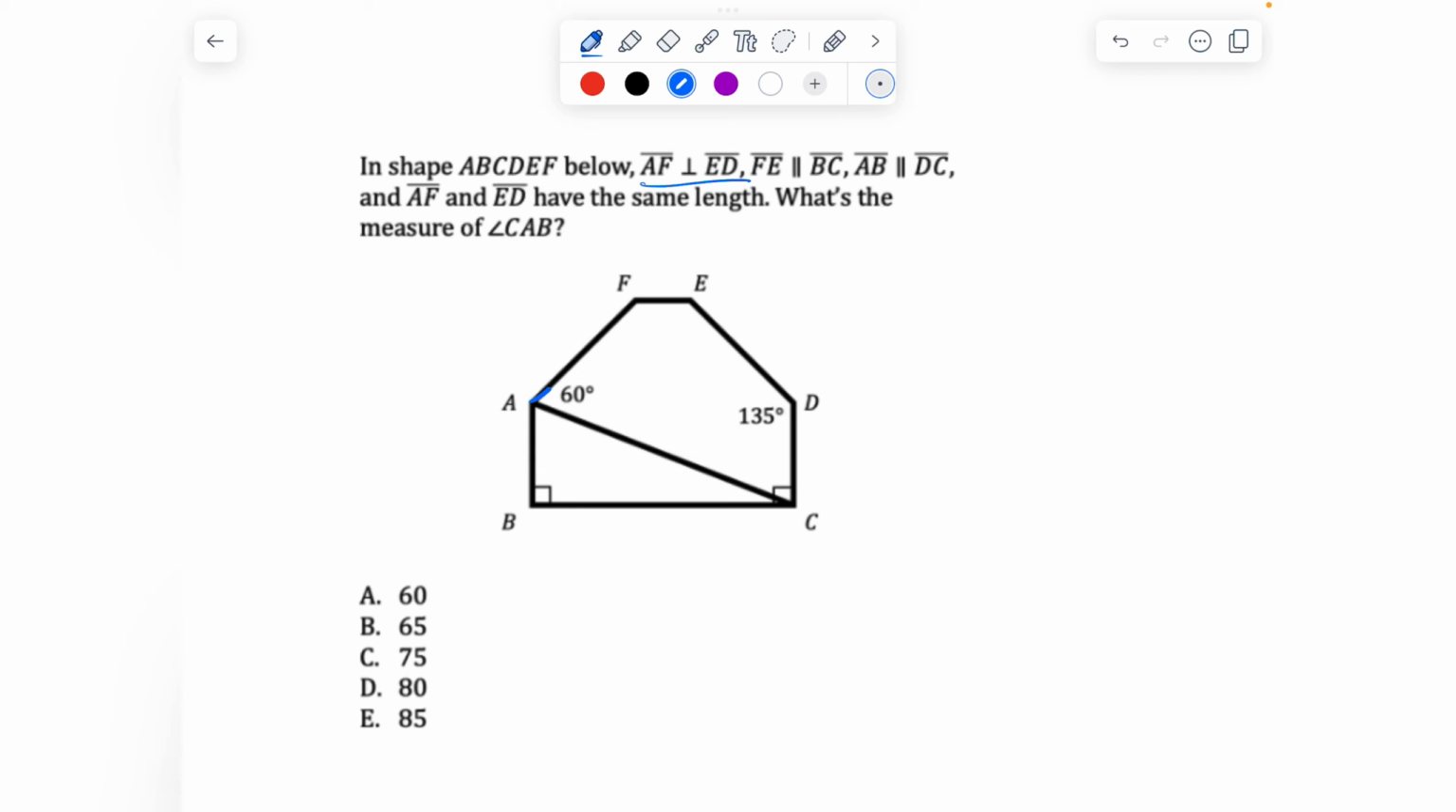In the shape below, AF is perpendicular to AD. So AF and ED, sorry, they're perpendicular, which, okay, I can see that. FE is parallel to BC. Okay, makes sense. And AB is parallel to DC. That also makes sense. And AF and ED have the same length. Okay, great. What's the measure of CAB? CAB is going to give me this angle right here, okay?